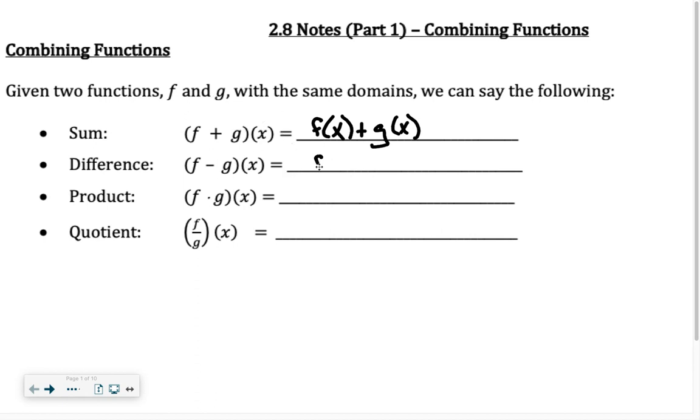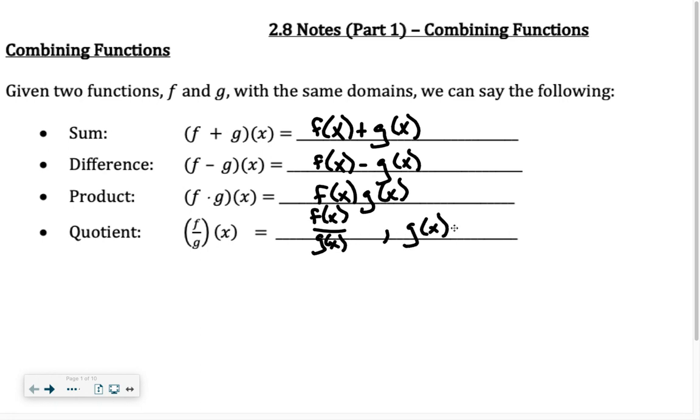Same thing for this one. This just means I'm taking f of x minus g of x. This notation means I'm taking f of x times g of x. And then this notation means I'm taking f of x divided by g of x. So this one, we also have to specify that the denominator cannot be 0, and we'll look at that when we talk about domain of these functions in a minute.